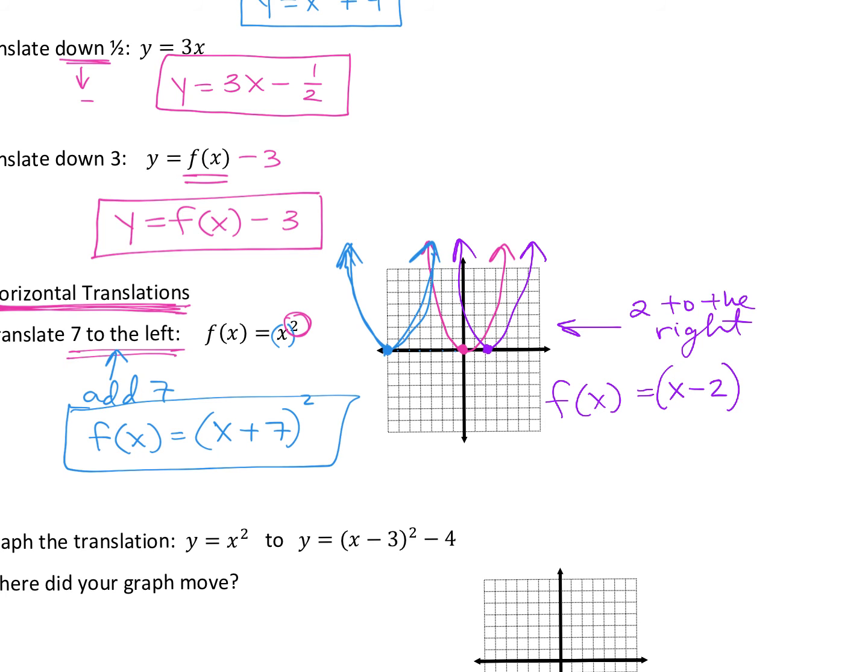Yes, opposite of what you think. We would expect this is plus because we're going to the right. It's actually the opposite. It's minus 2. And then don't forget to square it, okay? Notice it's inside the parentheses. It's inside that squared piece of information, okay? Questions on any of that?